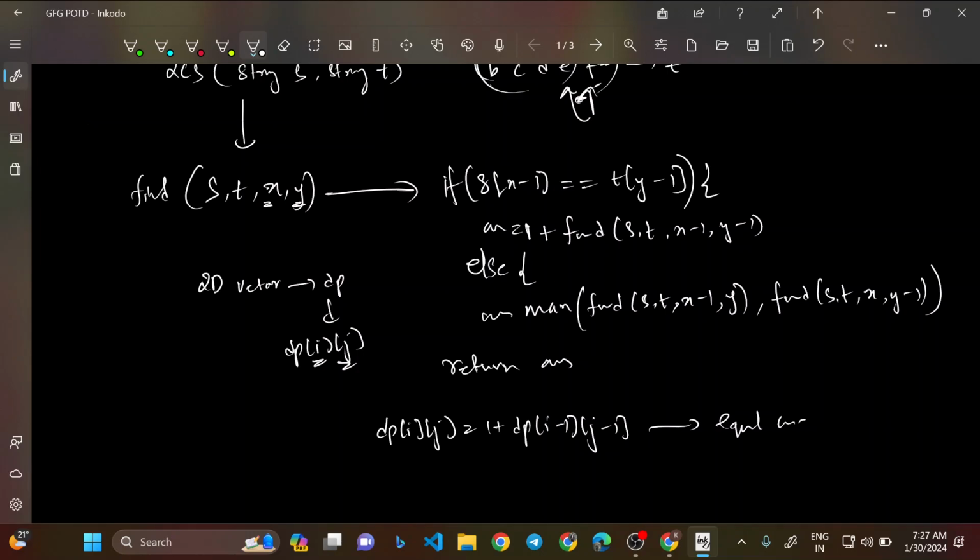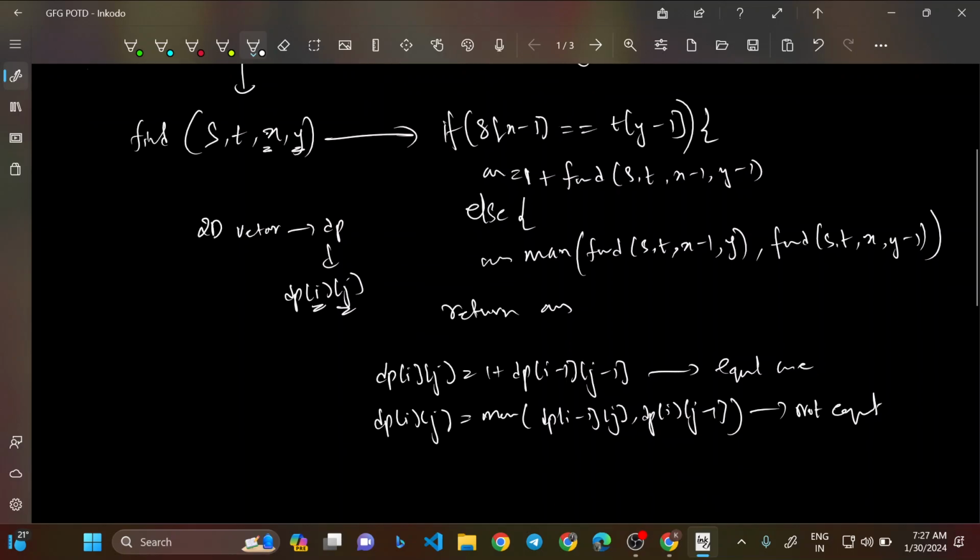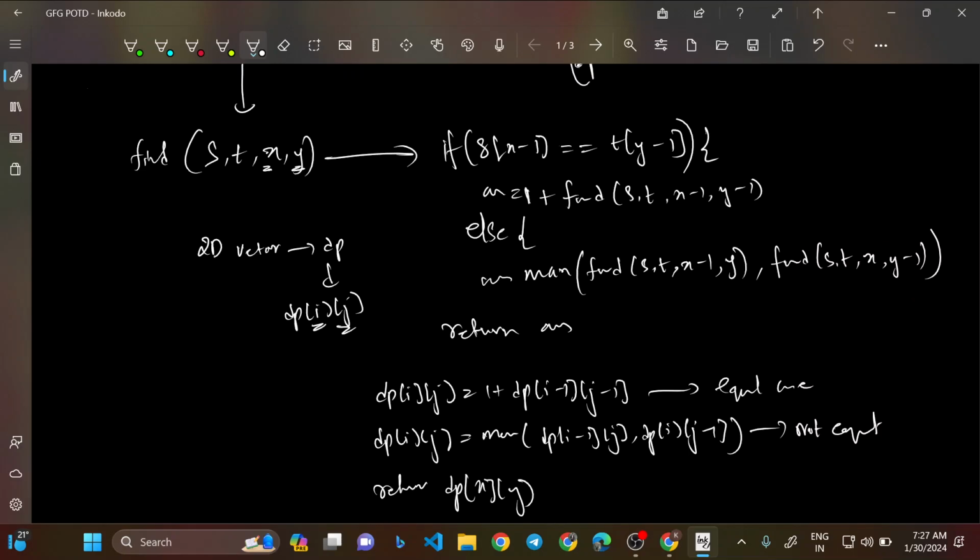If not equal, dp of ij equals max of dp of i minus 1 j or dp of i j minus 1, right? This is what we'll be doing if it is not equal. And finally we'll be returning dp of mn or xy, okay, xy. Because we'll be calling the first find function directly with these two as the parameters, x and y.